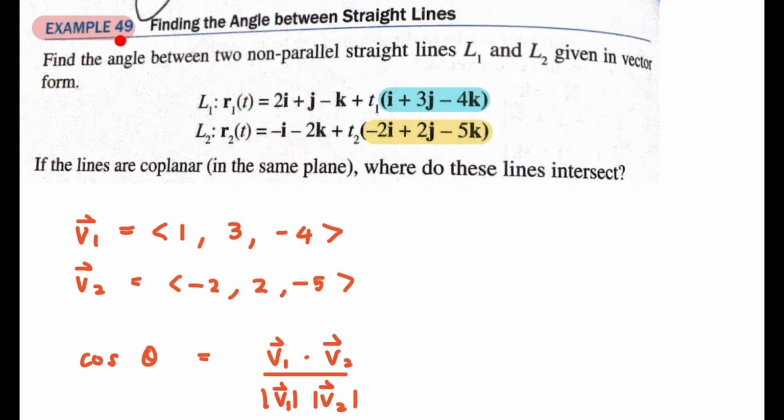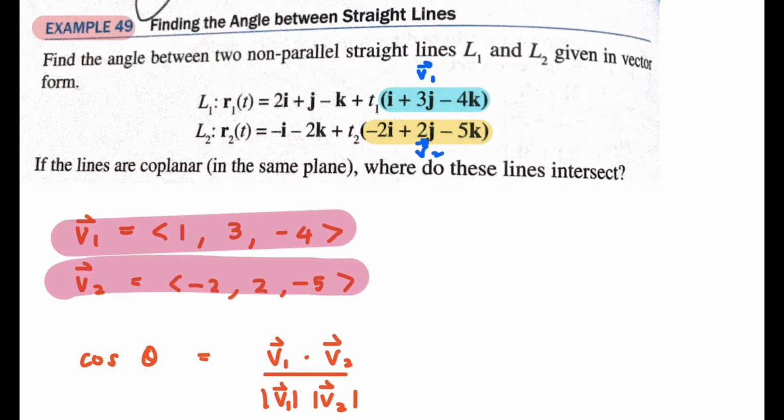Now let us see example 49. This is also finding the angle between straight lines. So now you have L1 and L2 and both are given in vector form. So this is easier for us to extract out the vector. So this is V1 and back here this is V2. So after we get our V1 and V2, let's straight away apply the formula.